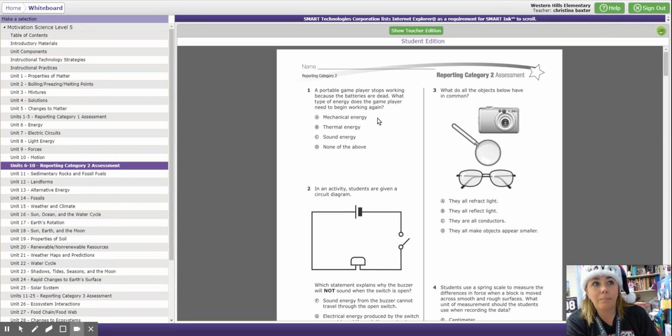A portable game player stops working because the batteries are dead. What type of energy does the game player need to begin working again? A, mechanical energy. B, thermal energy. C, sound energy. Or D, none of the above.